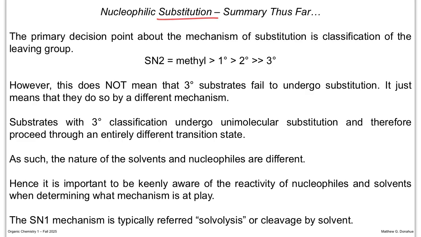So for SN2, when we're classifying the leaving group in the electrophile, the rate occurs such that methyl was greater than primary, was greater than secondary, and tertiaries did not react. So those were too hindered. But that does not mean tertiary substrates never undergo substitution. They do, they just use a different mechanism.